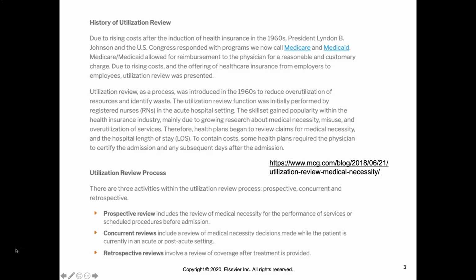What is utilization review? Why was it started? And why is it important for you to know? Well, in the 1960s, there were rising healthcare costs. And because of that, utilization review was developed as a process to look at reducing overutilization of resources and identifying waste.